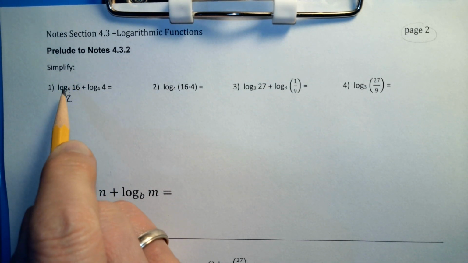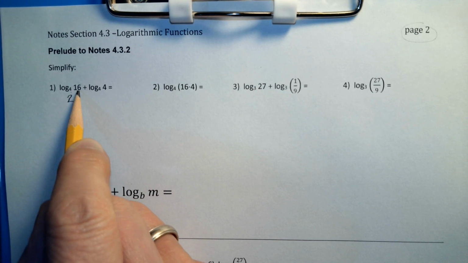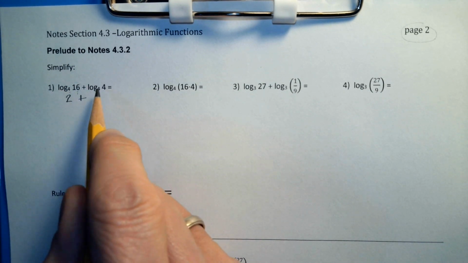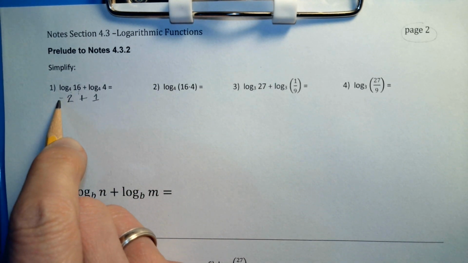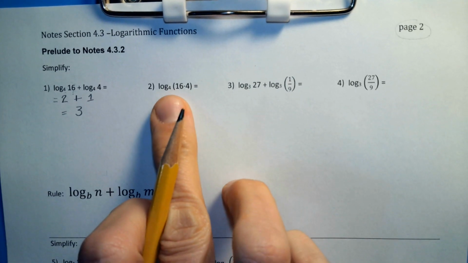So this whole thing is equal to the value you've got to raise the base to make it equal to the argument. So 4 raised to the second power is 16. So this whole thing can be replaced with a 2. And then log base 4 of 4, that's just 1. So the answer to this thing is just equal to 3. All right, now let's look at this one.